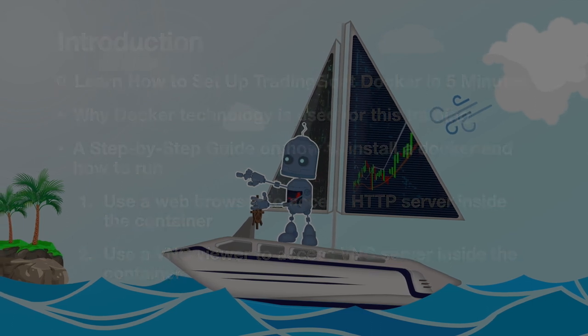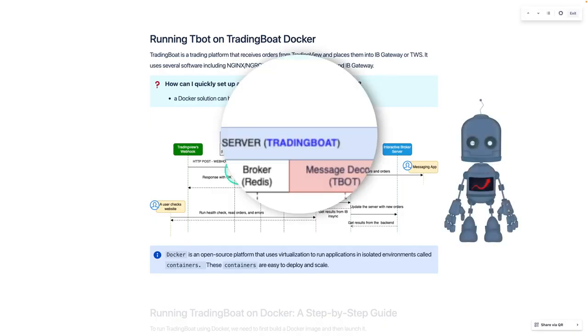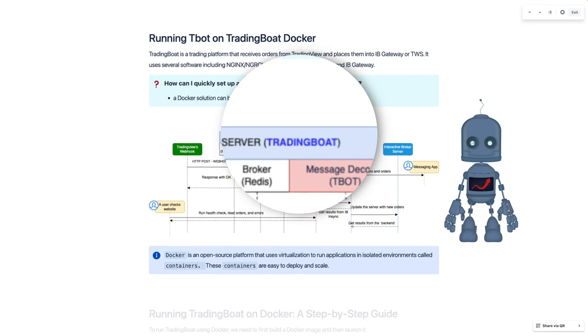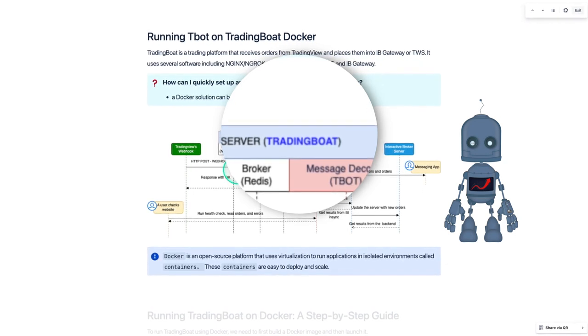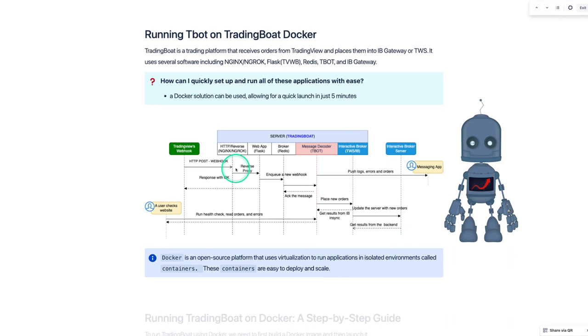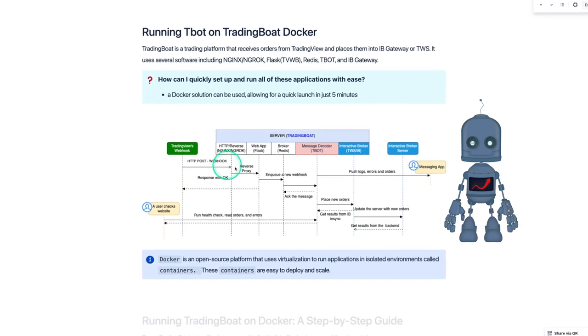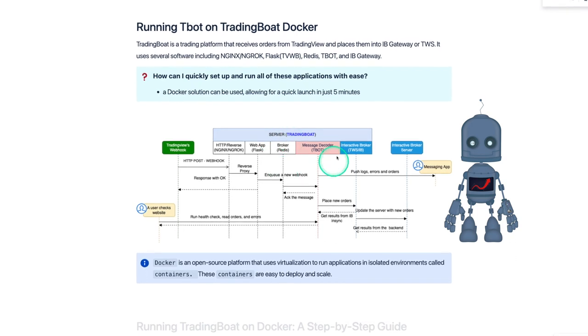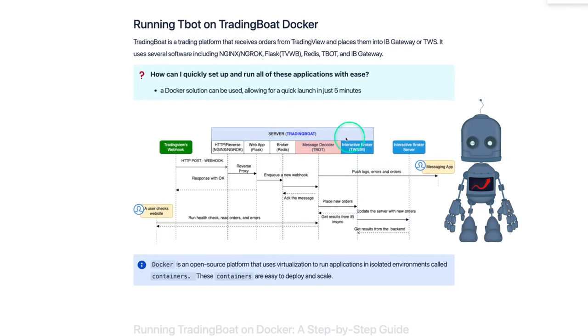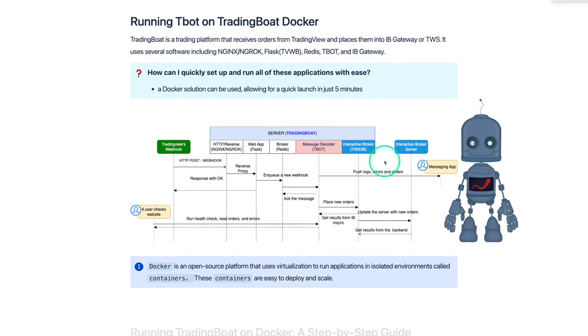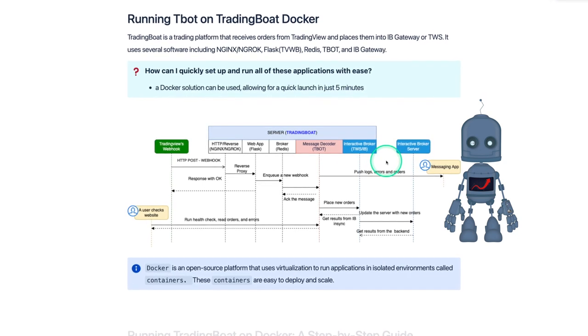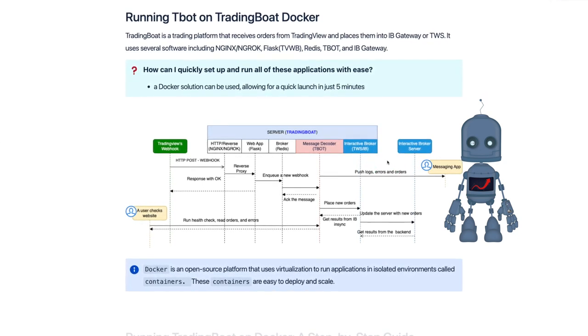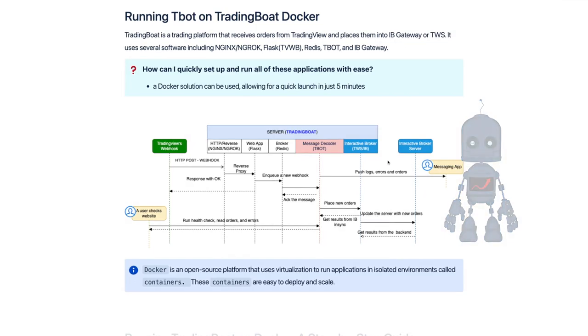Okay, let's dive deeper. TradingBoat is a trading platform that receives orders from TradingView and places them into IB Gateway or TWS. It uses several software including Nginx/Ngrok, Flask, Redis, Tbot, and IB Gateway. How can I quickly set up and run all of these applications with ease? A Docker solution can be used, allowing for a quick launch in just 5 minutes.